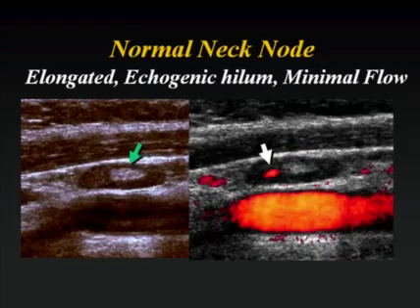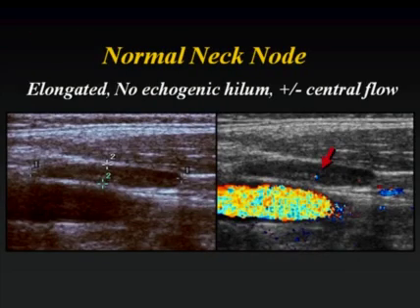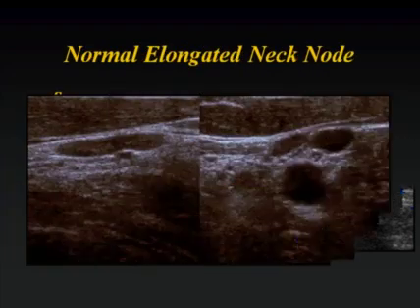Now, here are examples of classically normal neck nodes. This one has a clearly defined echogenic hilum. It's elongated. It has minimal flow coming in a central pattern. Again, I want to make the point that only the short axis of the node is a relevant measurement. And you do not want to be calling your clinician with this very elongated node and calling this a 2.5 centimeter lymph node. It's really only a 4 millimeter node because the short axis is the only relevant measurement.